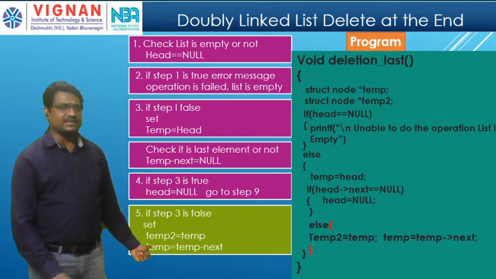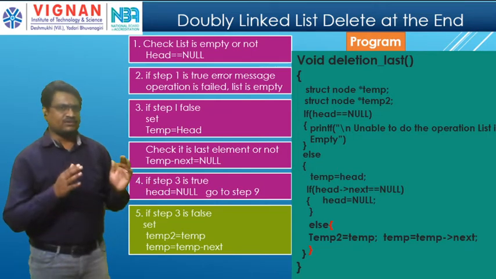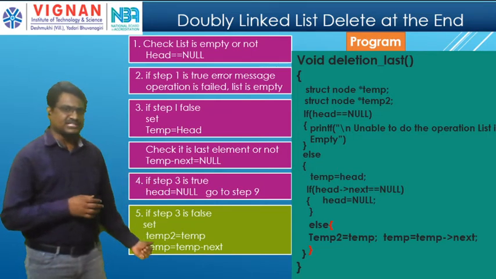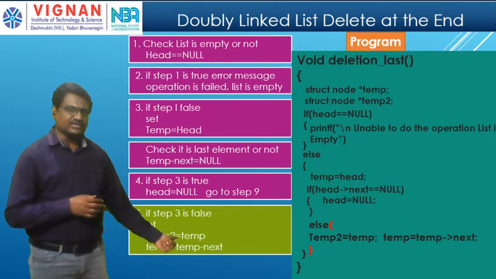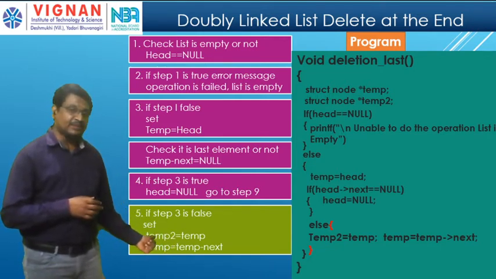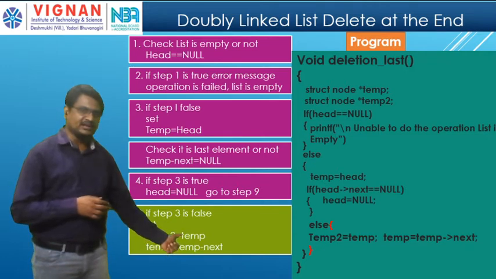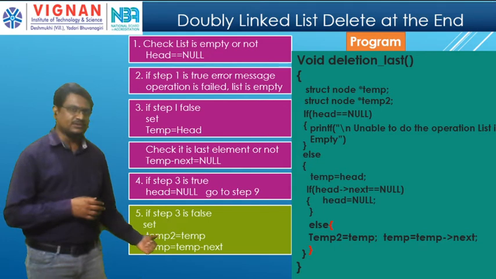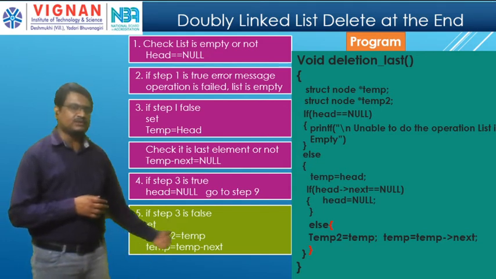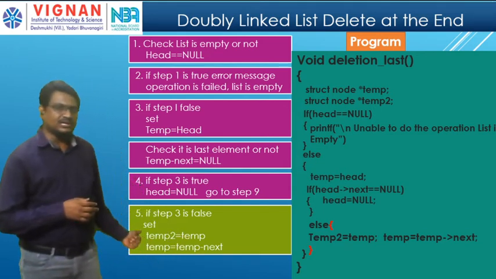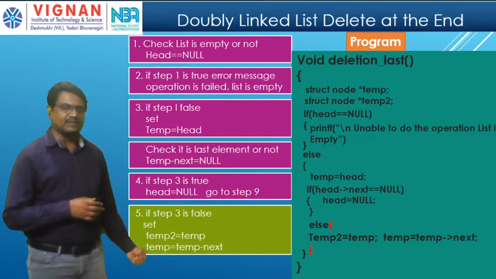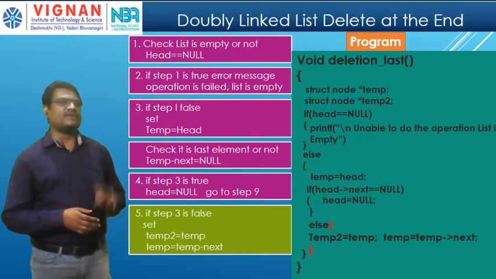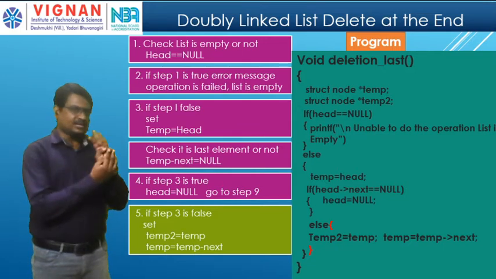Now what is happening here? Why am I doing this? Initially temporary contains the first element. Am I right? Now if I execute this process, temporary 2 contains the first element. Temporary contains the first element, and that first element is stored in temporary 2. Now I am moving temporary to the next element, that is 2. Here temporary 2 contains the first element and temporary contains the second element. Am I right? Now if I have 4 elements, temporary 2 contains the first element and temporary contains the third element.